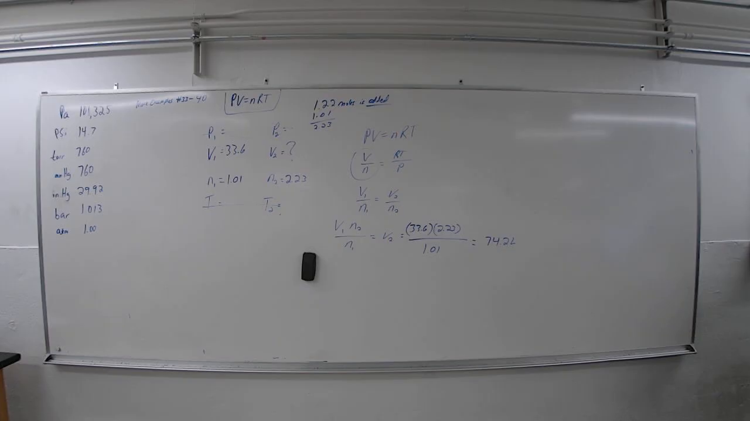PV equals nRT. Okay, stoichiometry with gases. There's a couple of variations of this one. We looked at these earlier. I had to fix some things. I think I have it all fixed now.